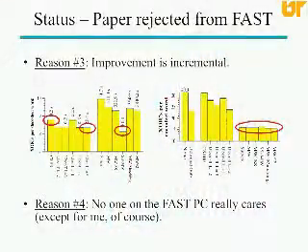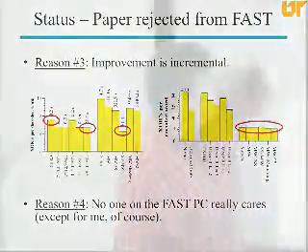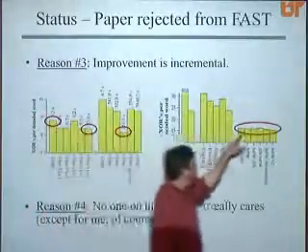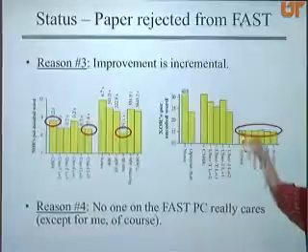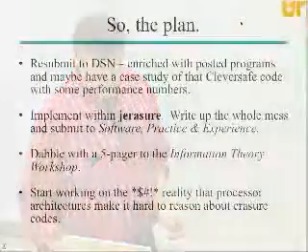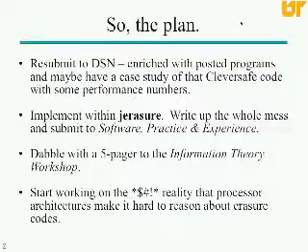Third problem was they said the improvement was incremental, right? There's previous work, and there's me. And that's not significant enough for them. So, reasonable. And then finally, no one on the FAST PC cared except for me, but I was kicked out, so I couldn't argue for my own paper, so it didn't get in.